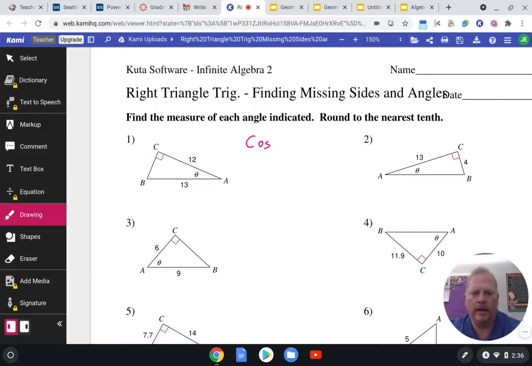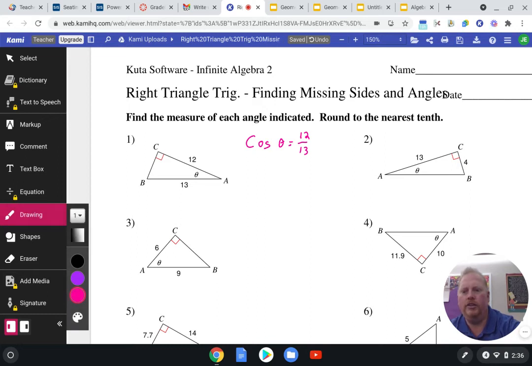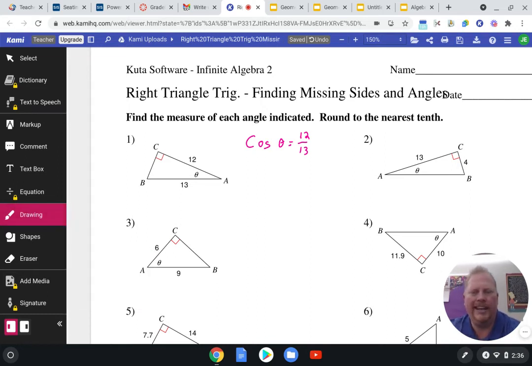So cosine of theta equals 12 over 13. Now, if I need to undo that cosine, I'm going to do the inverse cosine to both sides.